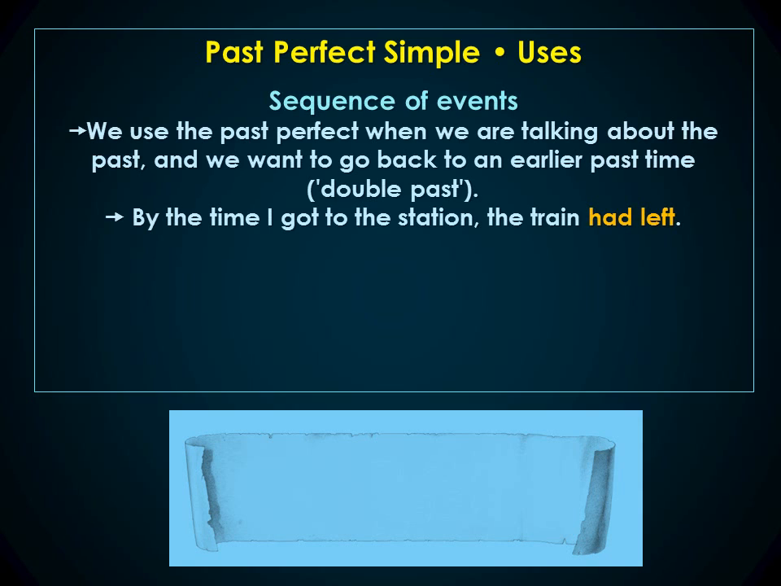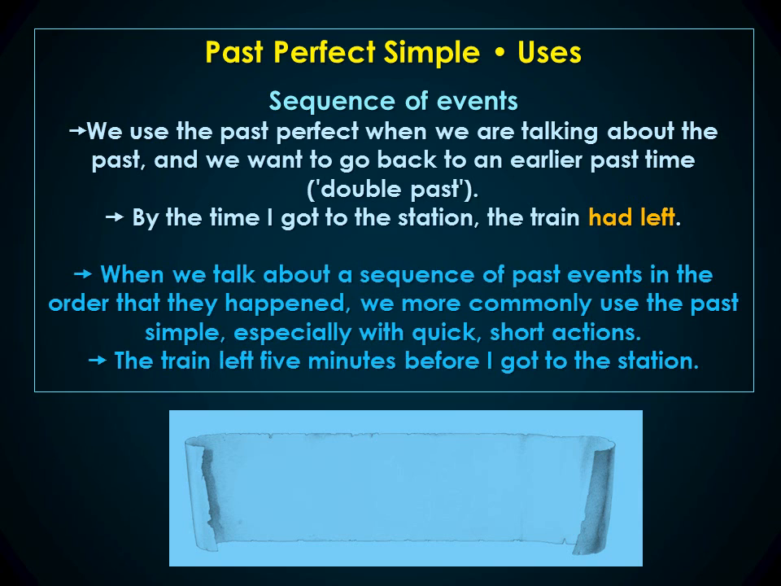Next is past perfect simple. We use past perfect simple when we are talking about the past and we want to go back to an earlier past time. It's the so-called double past. In other words, the past of the past. By the time I got to the station, the train had left.